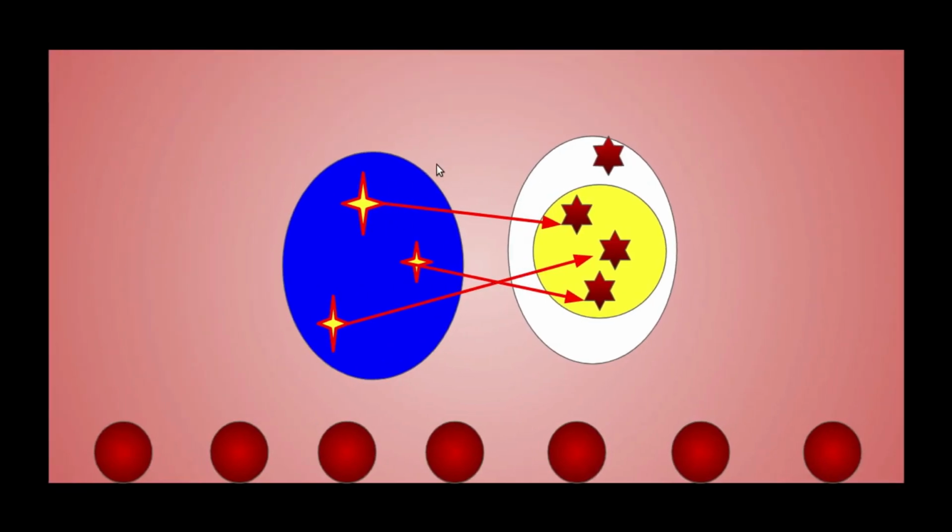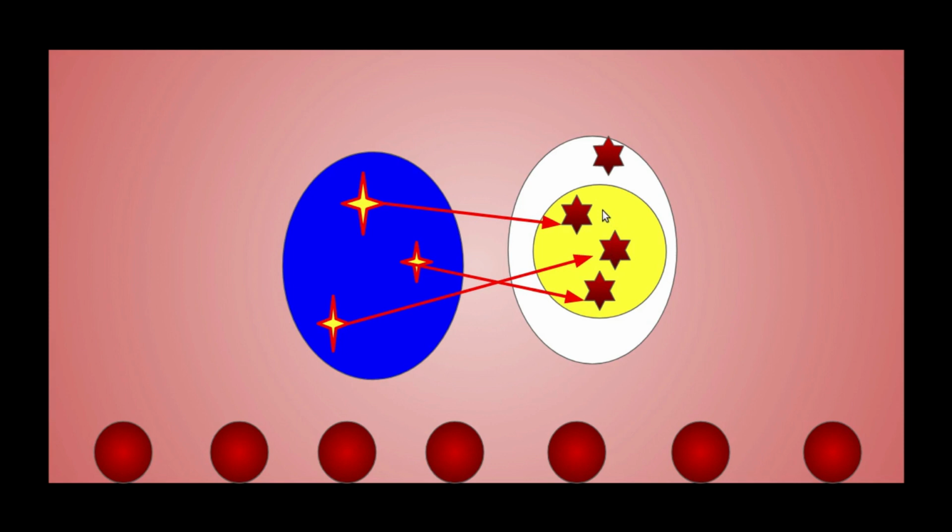Now consider a relation from this set, the blue set, to the white set. Here this is the domain and this is the codomain. Every element of A possesses a unique image, so this is a function. Here the domain consists of 3 elements, the codomain consists of 4 elements, and the range consists of these 3 elements.